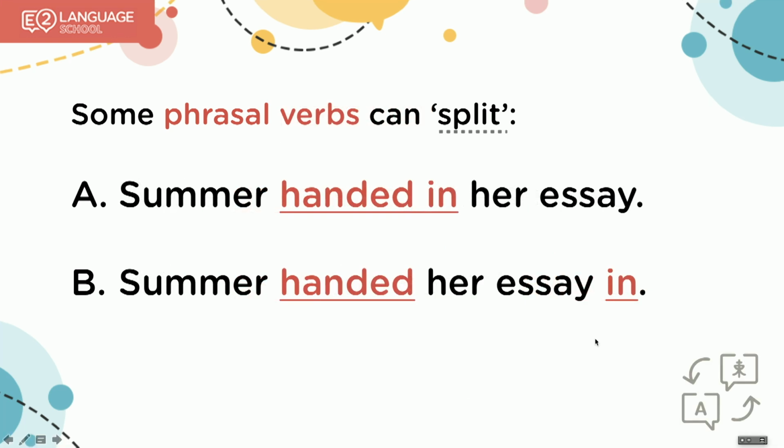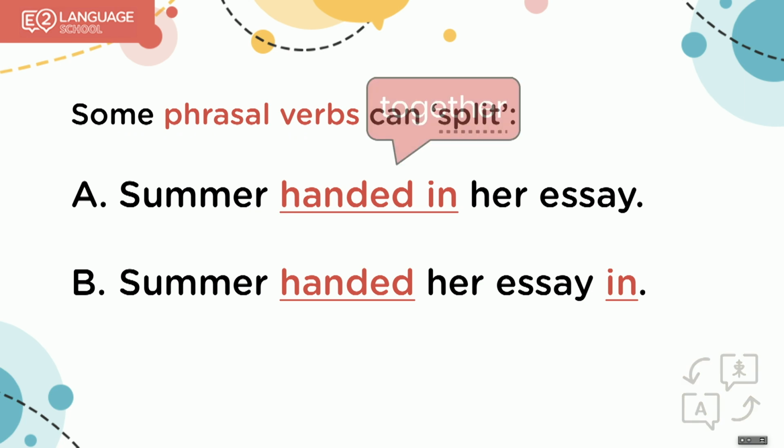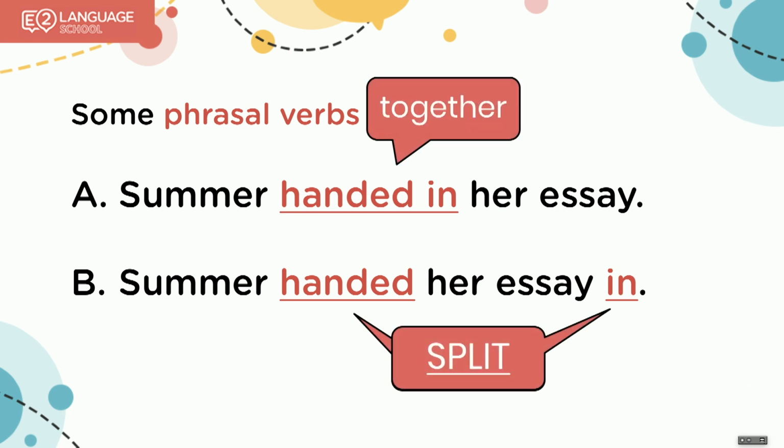Let's look at another example of a split phrasal verb. Summer handed in her essay. Summer handed her essay in. Some phrasal verbs sound much more natural when you split them. For example, if I was speaking, I would say Summer handed her essay in, not Summer handed in her essay. It depends, I guess, but some phrasal verbs are very commonly split and some cannot be split. Okay? Cool, so together and split.